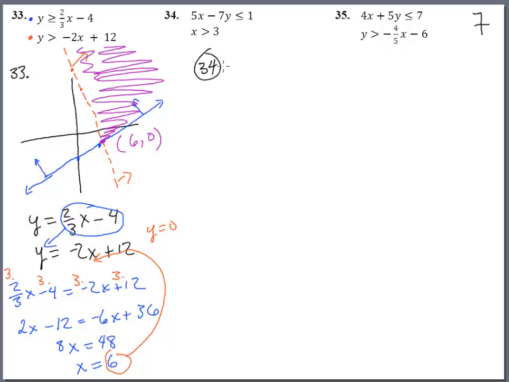Number 34. Let's graph this one. I don't know, let's do an x-intercept. If we let y equal 0, x is 1/5. Let's do this one in blue. 1/5. Really close in there. And the slope is 5/7, so up 5/7. Looks like it'll be about there. And then this is a solid line.